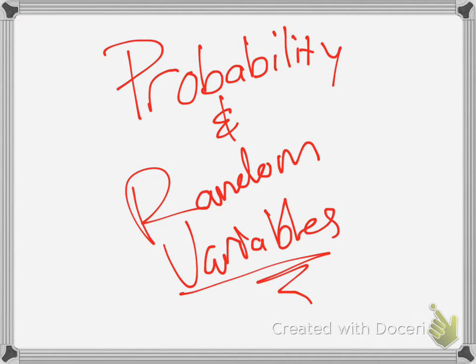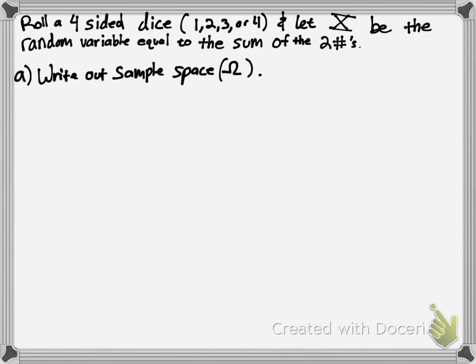Hello YouTube. We're going to be working on some probability and using discrete random variables to help tackle the probability problems. A random variable is like any letter or variable that represents something that will help us solve the probability problem. So if you roll a four-sided die, the outcomes are 1, 2, 3, or 4. If you roll it once, let x be the random variable equal to the sum of two numbers.